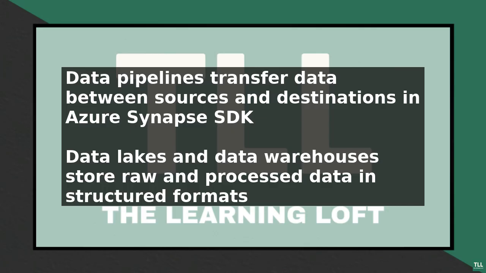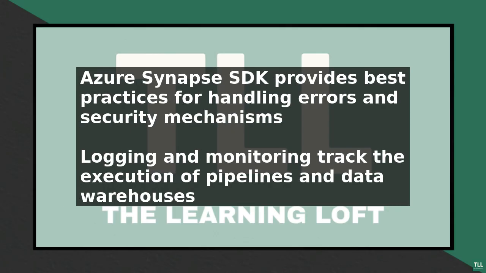Best practices. When using Azure Synapse SDK, there are several best practices you should follow. These include handling errors and exceptions properly and using logging and monitoring to track the execution of your pipelines. You should also use security and authentication mechanisms to protect your data and credentials.